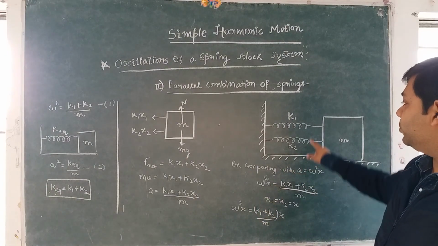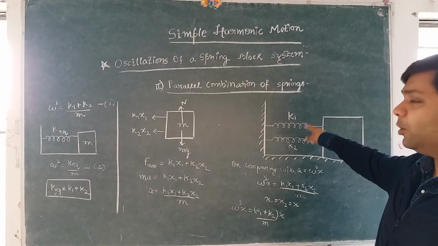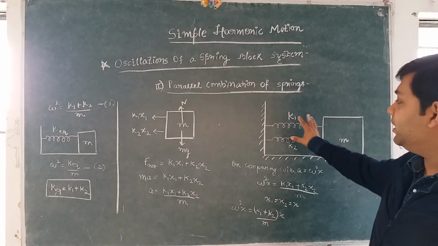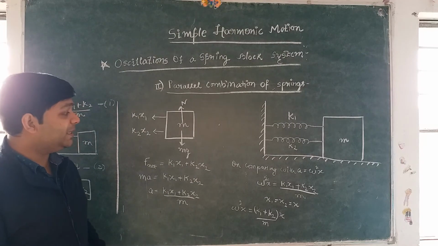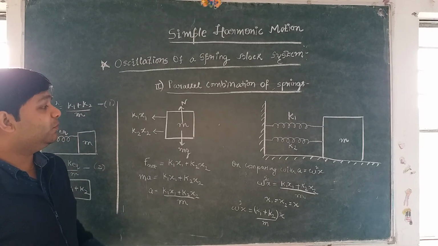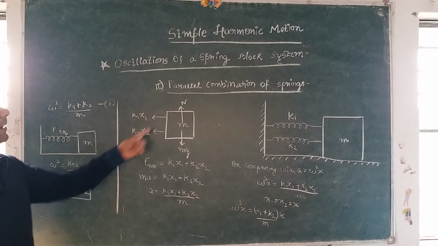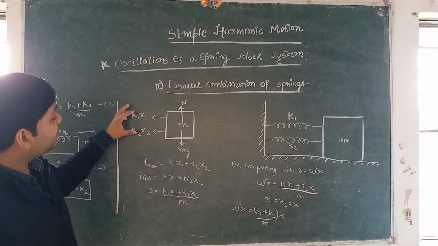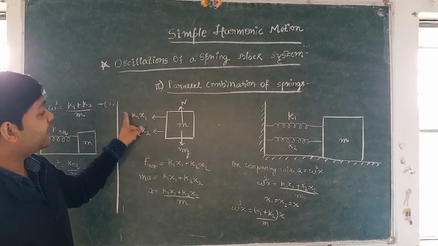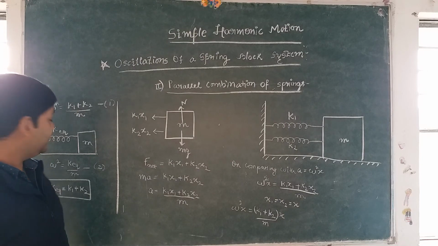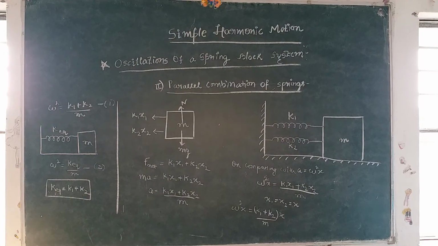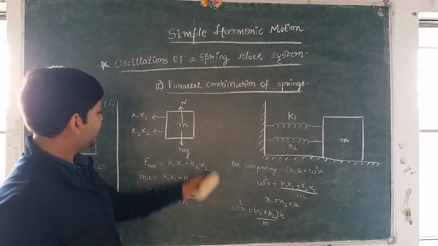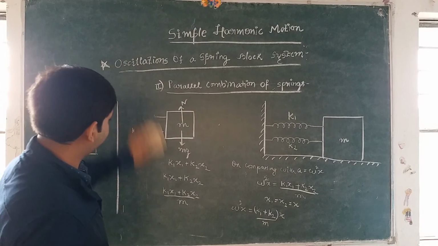So you need to note that in this case the elongation or compression in both the springs will be the same, right? So please note this down and then we shall move forward. In parallel combination of springs, the restoring force due to each spring acts in the same direction, right? So you need to remember that. I hope you have copied this and now we are going to proceed further. Now I am going to erase this.